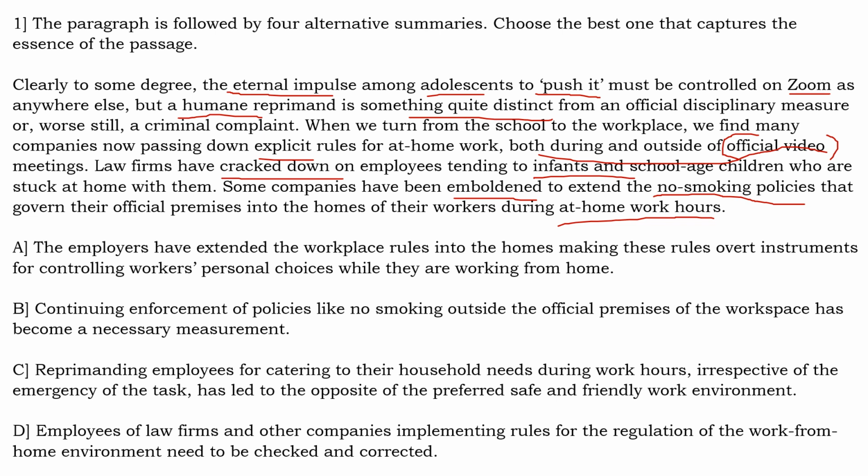Option A, the employers have extended the workplace rules into the homes, making these rules overt. Overt means very clear or explicit instruments of controlling workers' personal choices. So it is given here, the passing down explicit rules for at home work means very clear rules, very evident, something that everybody can see. That kind of rules are implemented. So it is not done in a very secretive manner or a gentle manner. In a very clear and direct manner, this kind of rules or methods are implemented for controlling the personal choices of the workers while they are working from home.